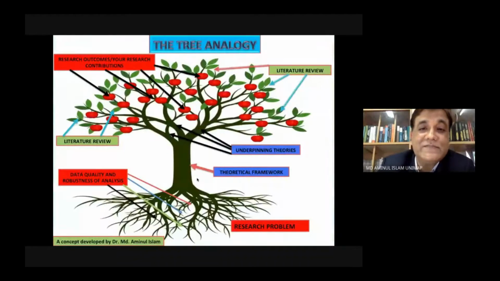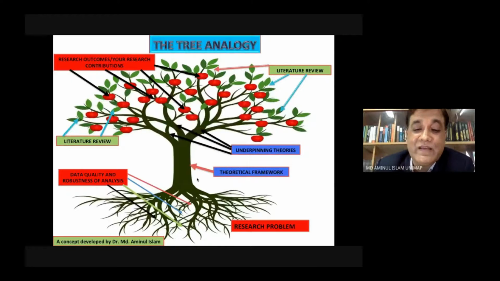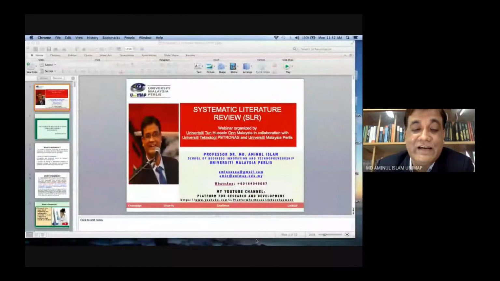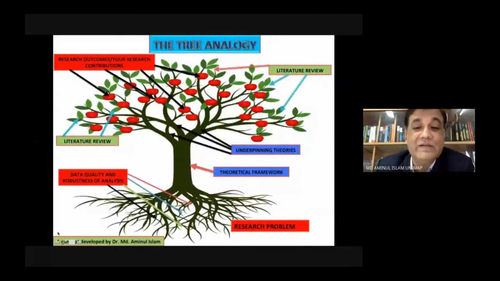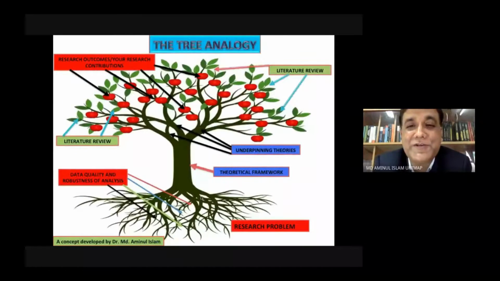Okay, so later I will describe and discuss more on this. Actually, how can you convince the supervisor and examiners on the outcome of the research that we have? This is something I just thought about, and I have developed it just recently. So the tree analogy. So you have a tree now. Let me explain now. I'm going to compare a research with a tree.